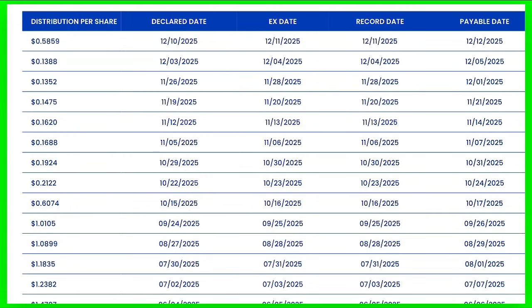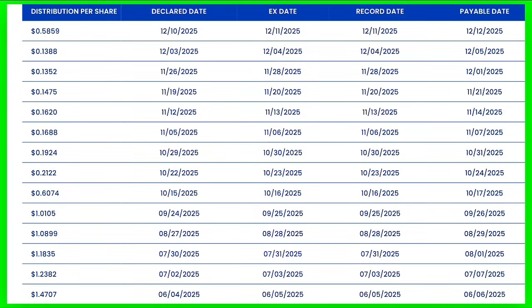This is the distribution history for MSTY. Last week, they paid 14 cents. This was before the reverse split. So we're going to monitor and see how this split will affect distribution and also share price.